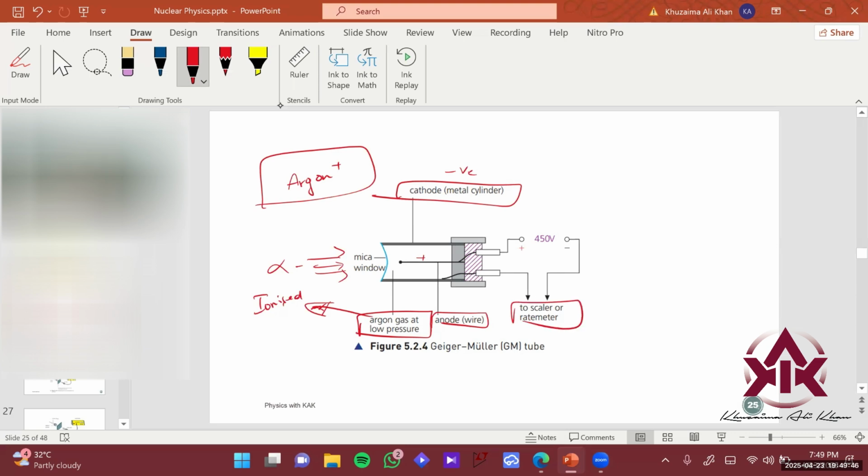Let's say the first electron strikes the anode. It has a variable that is called count rate. Basically, it is the counts.